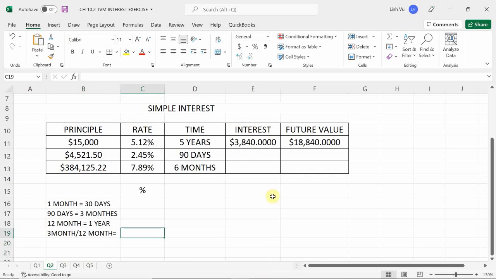So in this case, since it's a quarter of a year, that's exactly what I have to put in. I have to convert my time into terms of years. So in this case, 4,521.50 at 2.45% for a quarter of a year.